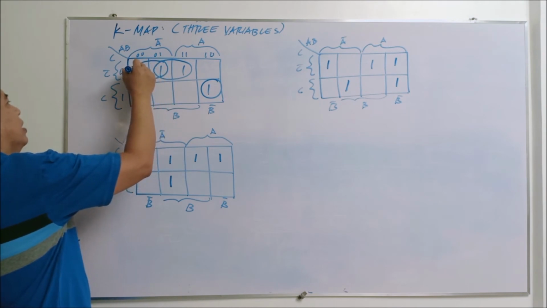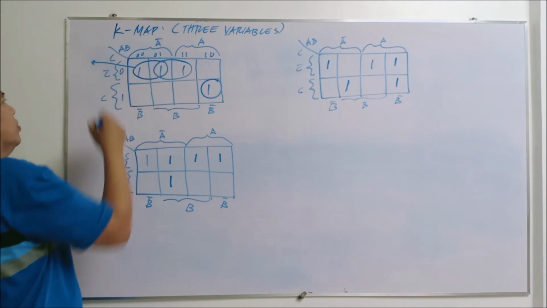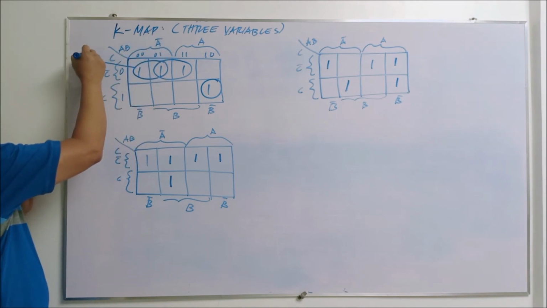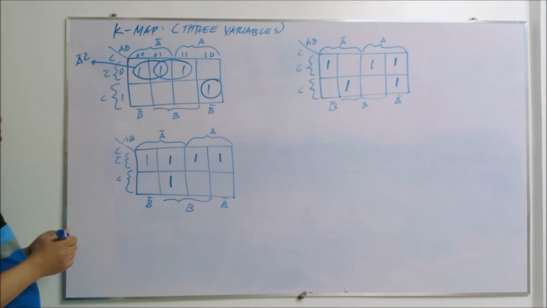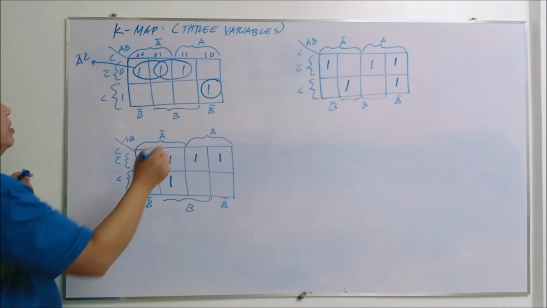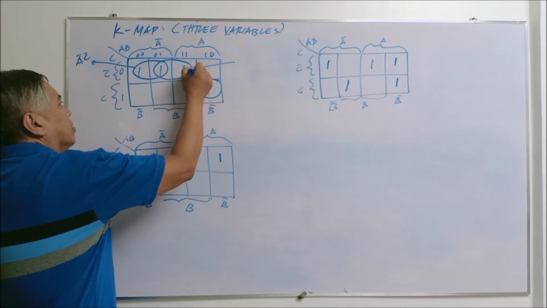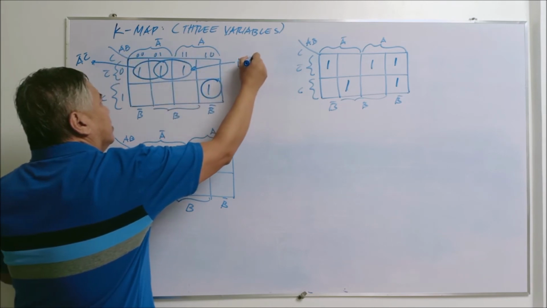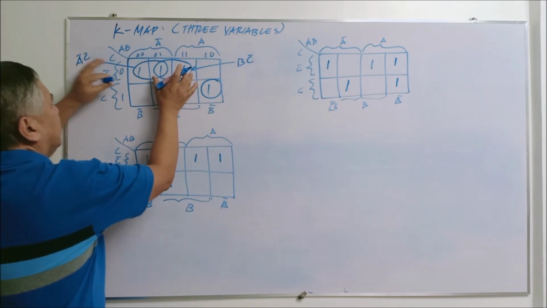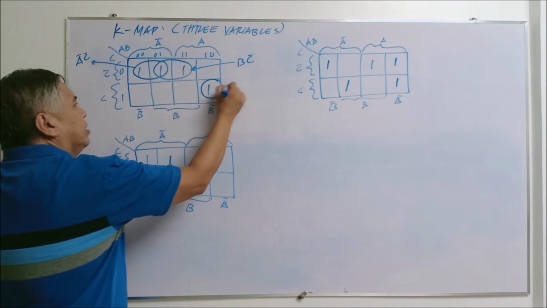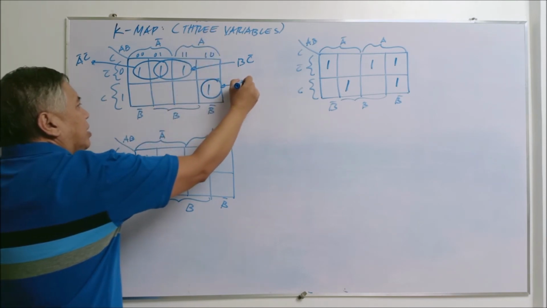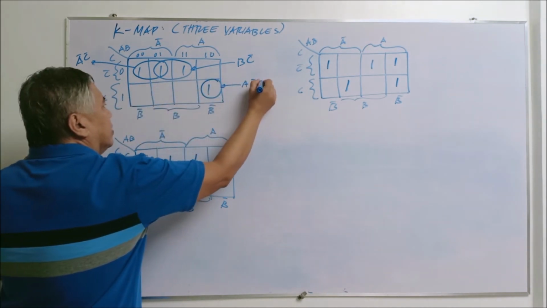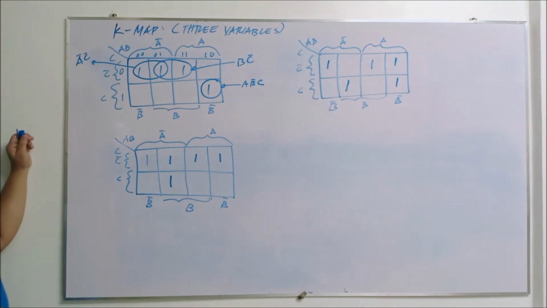So, for this particular group, this belongs to A bar, C bar. Okay? 2 adjacent cells combines to yield a 2 variable term. And this one here belongs to B, C bar. Intersection of B and C bar. And then this one here belongs to A, B bar, and C. So that will be our equation.